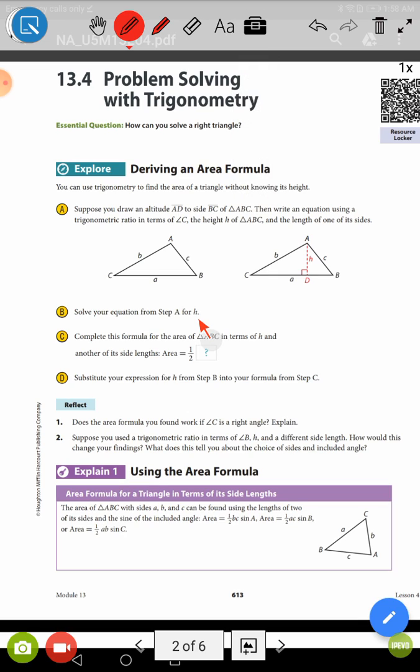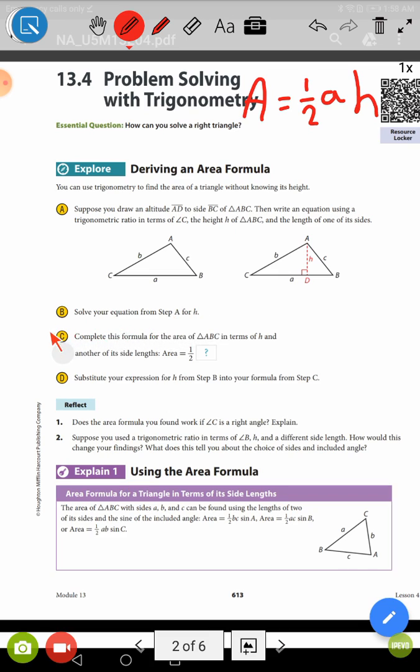For example, in that triangle, our base is a, and our height is h. So if we want to write the area, the area of that triangle equals half, and that is base, multiplied by height h. Okay, but we have another formula for our area.